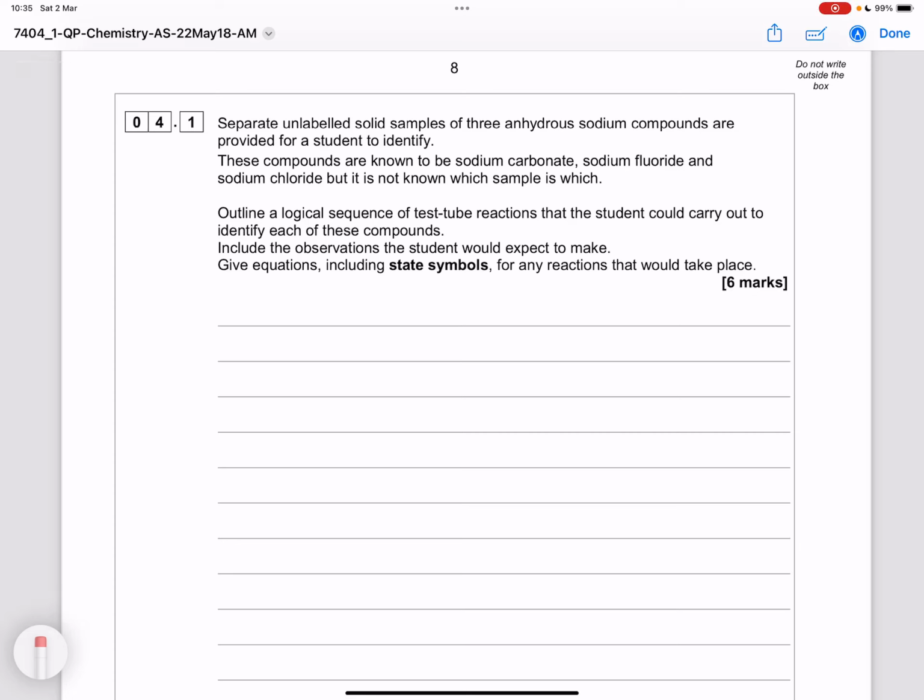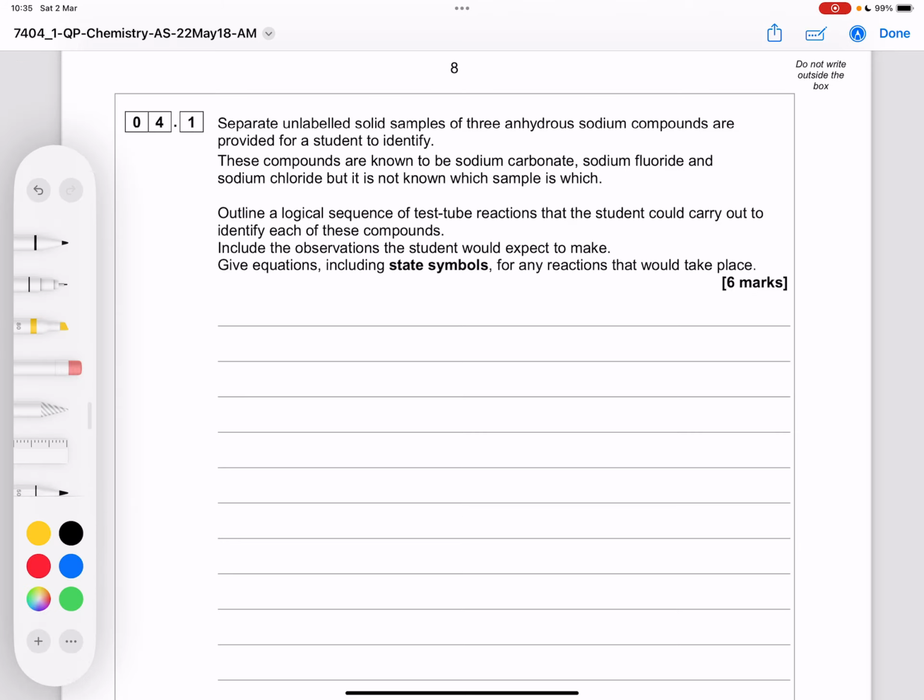Separate unlabelled solid samples, so let's just make a note of that because that's important, solid, of 3 anhydrous sodium compounds are provided for a student to identify. They're known to be sodium carbonate, so that's Na2CO3, carbonate's a 2- ion, sodium fluoride, NaF, and sodium chloride, but it's not known which sample is which.